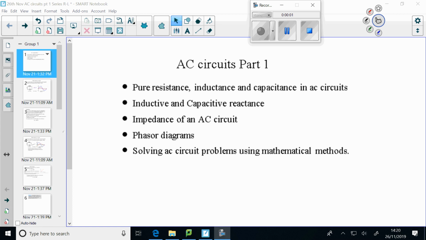What we're going to do today is have a look at some stuff around AC circuits. So AC circuits part 1, I've titled the session. We're going to look at AC circuit conditions for pure resistance, pure inductance, and pure capacitance.